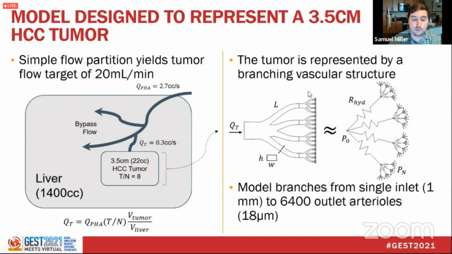To achieve this flow, the tumor was modeled as a branching network of fluidic channels, whose dimensions were selected so that we could prescribe the pressures and flow rates at each arterial level. The resulting model branches from a single 1 millimeter caliber inlet down to over 6,000 18 micron outlet arterioles. To our knowledge, this is the only fluidic model that spans the scale all the way down to the precapillary level, where we can actually observe these microembolics in action.